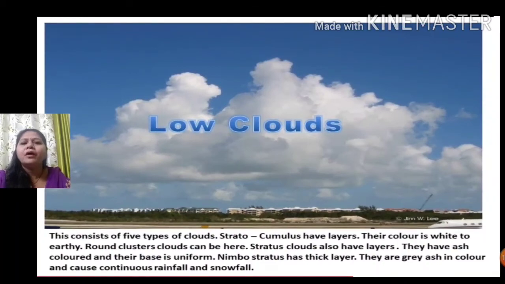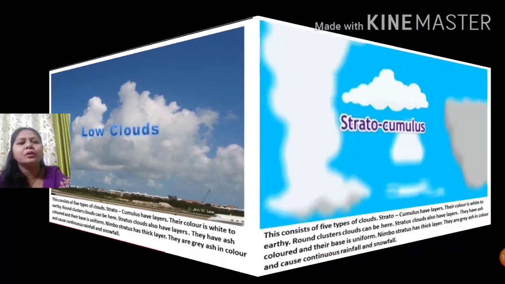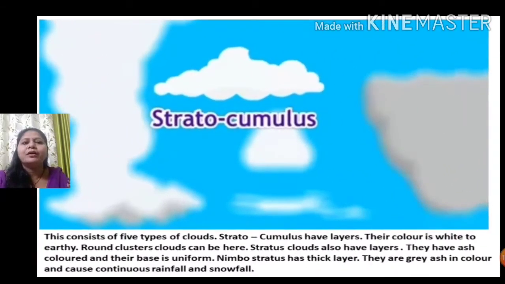ठीक है. Now let us see the clouds of the low level, and we call it as low clouds. Right, now this consists of 5 types. इसमें 5 टाइप्स included है. Now let us see what are they. They are the stratocumulus. Okay, stratocumulus, जिसको layers होते हैं. Okay, now we call it as stratocumulus.